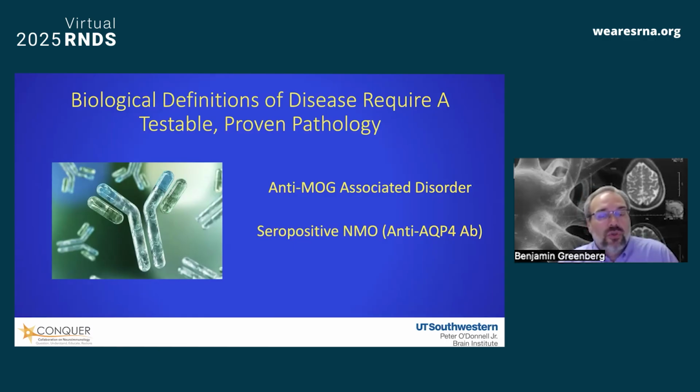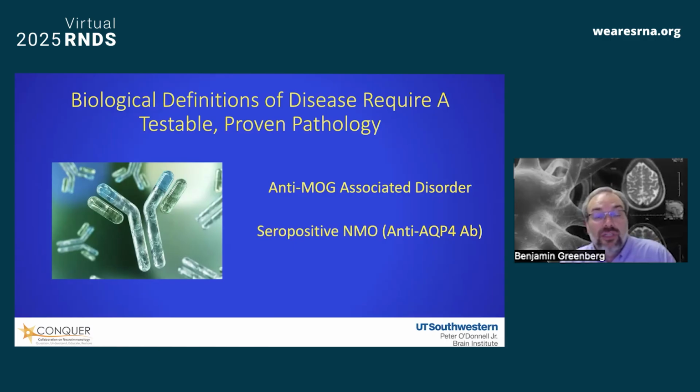So individuals who have optic neuritis, myelitis, or even ADEM are often screened, if not always screened, for these two antibodies. And if a person has a definitive positive test for one of these antibodies, then it can dramatically impact our ability to accurately categorize their disease and predict the future.